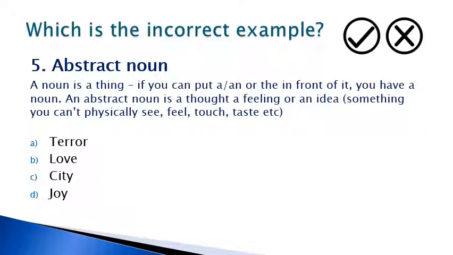Number 5, an abstract noun. So a noun is a thing. If you can put a or the in front of it, you've got a noun. But an abstract noun is a thought, a feeling, or an idea, something you can't physically see, taste, or touch. So these are all nouns because you can say the terror, the love, the city, the joy. Okay, so they must be nouns. But which one is a thing that you can physically see, or touch, or taste, or hear?